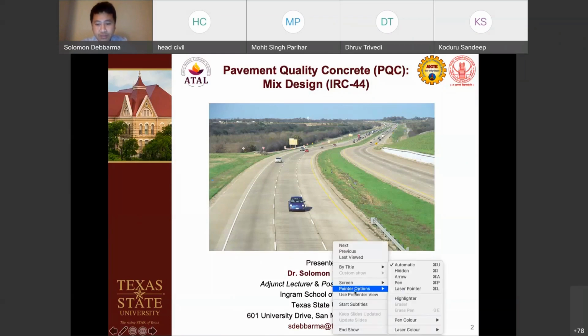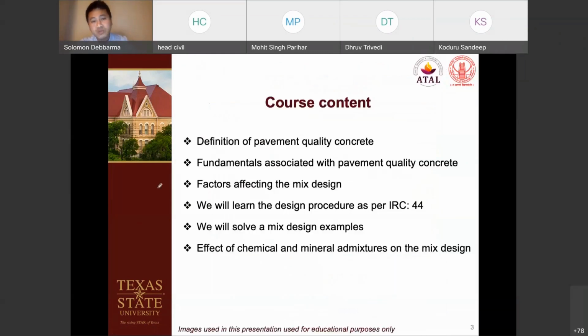So in this session, we are going to learn, first of all, what the pavement quality concrete is, its definition, and we'll also try to understand the fundamentals associated with the pavement quality concrete, and we will try to understand the factors affecting the mix design, and then we will try to learn the design procedure as per IRC 44, and then we'll solve the mix design, and in between we'll try to understand the effect of chemical and mineral admixtures on the mix design.